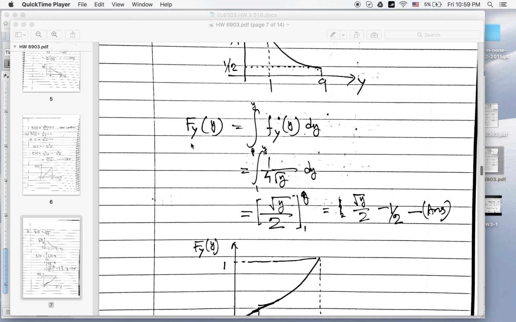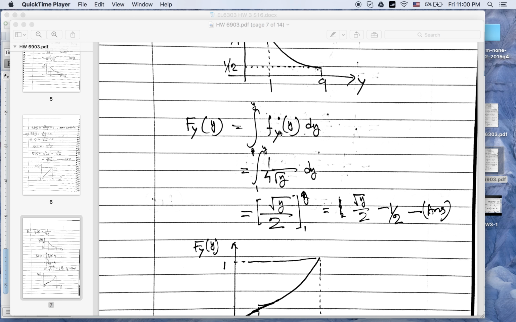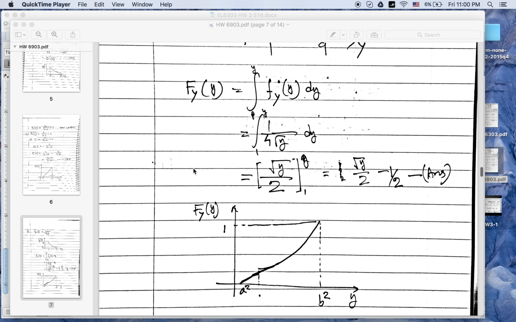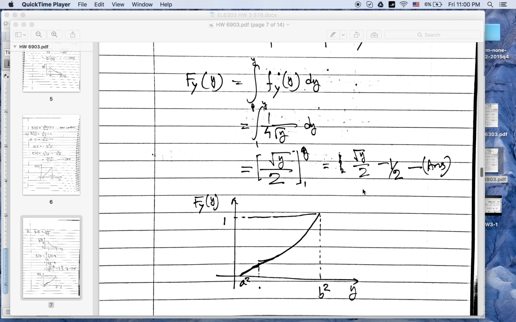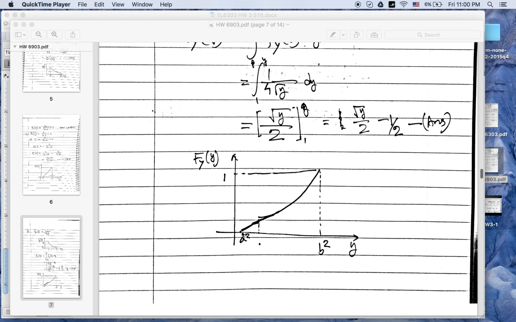So capital F of y is nothing but the integration of f of y dy from 1 to y, because y starts from 1, and putting the values we get F of y equal to root over y by 2 minus half. This is the answer, and this is its diagram. At point a square it is 0, and at point b square it reaches 1.